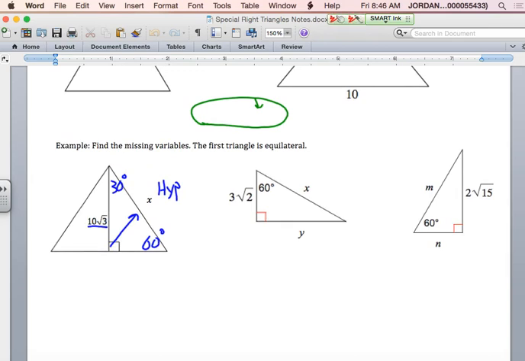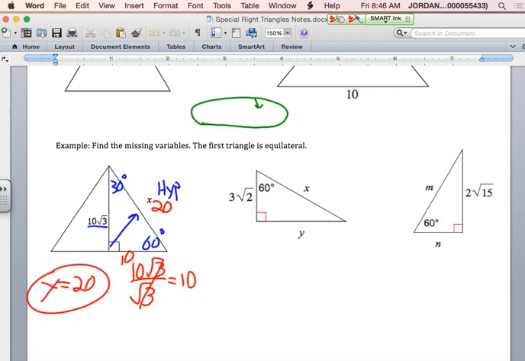Okay, so the long leg's 10 square root of 3, divided by the square root of 3. Well, this is nice. The square root of 3 just cancel, and that leaves us 10. Sweet. So the short side now we know is 10. And then our hypotenuse is always twice as much as the short leg. So if it's 2 times 10, the hypotenuse has to be 20. So then x equals 20. Now we're done.